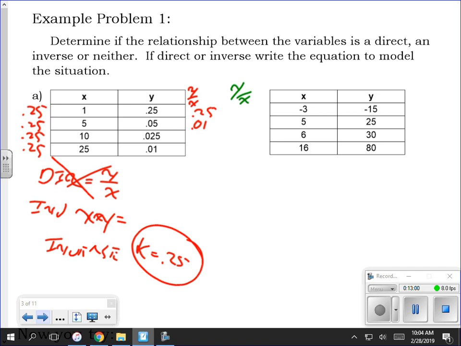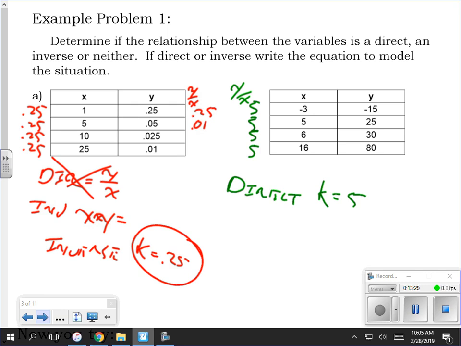Negative 15 divided by negative 3, that's 5. 25 divided by 5, that's 5. 30 divided by 6, yep, that's 5. 80 divided by 16, that's 5. This one is direct. And when I took y and divided it by x, what did I get each time? I got 5. That's my constant of variation. Okay?